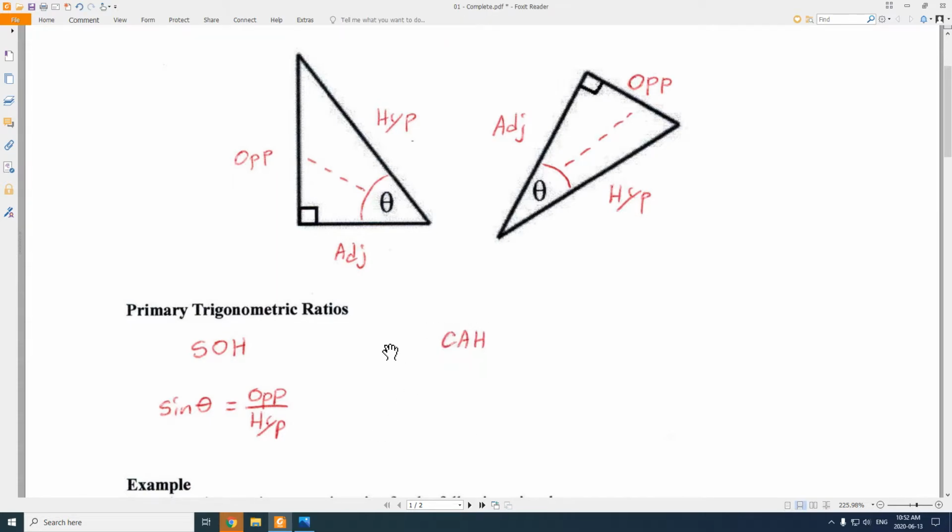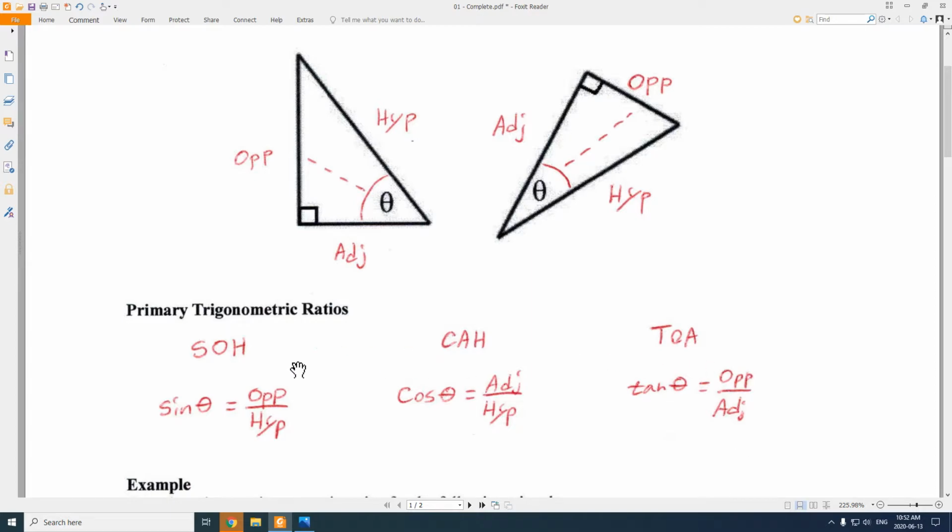Okay, the next one is CA, which means cos theta equals adjacent over hypotenuse. So once again, that's just to help you remember the formula. Cos theta is adjacent over hypotenuse. So when you're solving a problem, if adjacent and hypotenuse are the important sides, then you'd use this equation. And the last one, TOA, stands for tan theta equals opposite over adjacent. And once again, if opposite and adjacent are the important ones in that problem, then you'd use this equation here.